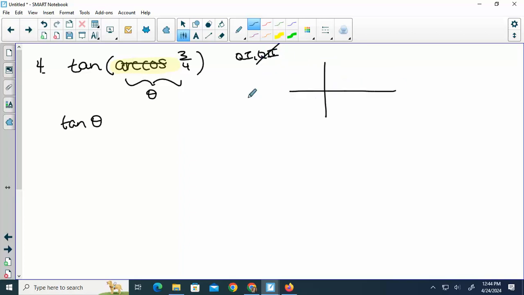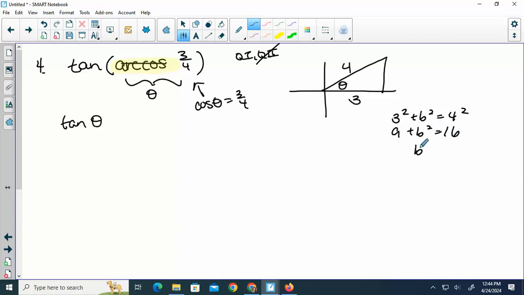So this is like saying cosine of theta is 3/4. If we drew our triangle in quadrant 1, cosine is adjacent over hypotenuse. So we can do Pythagorean theorem: 3 squared plus b squared equals 4 squared. Since it's first quadrant, that would be a positive radical 7. Then tangent, SOHCAHTOA, opposite over adjacent, would be radical 7 over 3.